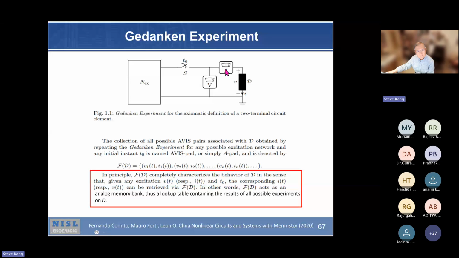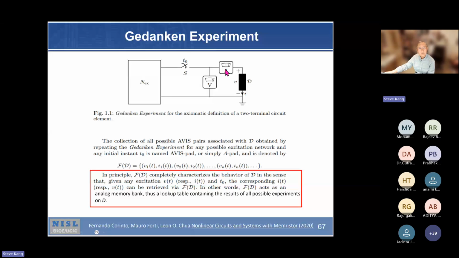In principle, this set completely characterizes the behavior of this device, in the sense that given any excitation V(t) or given excitation I(t) and the initial condition at initial time t0, the corresponding I(t) or V(t) can be retrieved via this measurement set. In other words, this set acts as an analog memory bank, thus a lookup table containing the results of all possible experiments on a device D. So that's what is called the Gedanken experiment.